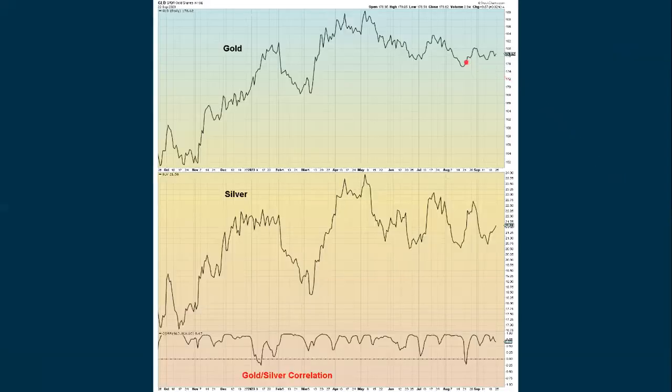Then we look at gold on a closing basis on the top. In the middle is silver, and we look at the correlation between the two. They have a pretty strong tendency to go in the same direction at the same time, even though that's been weakening a little bit lately.